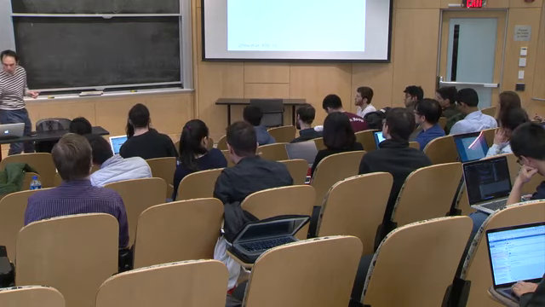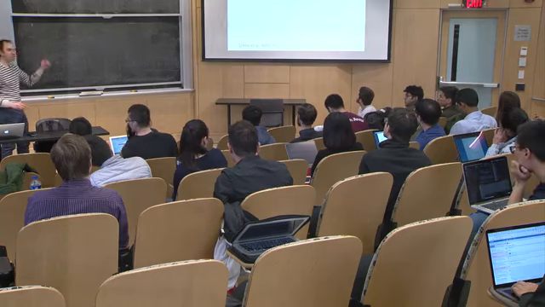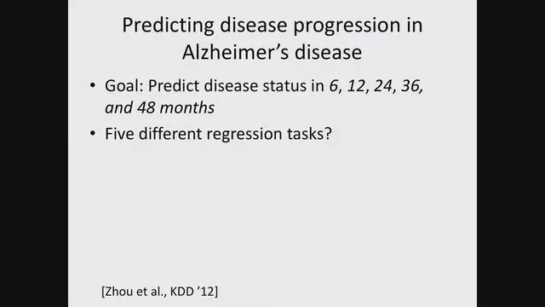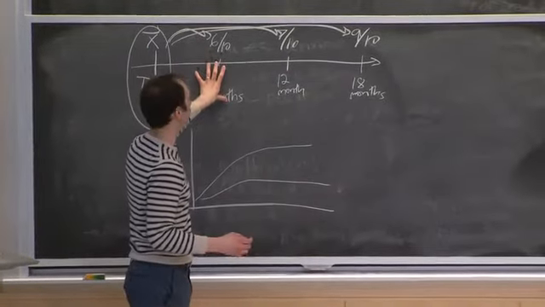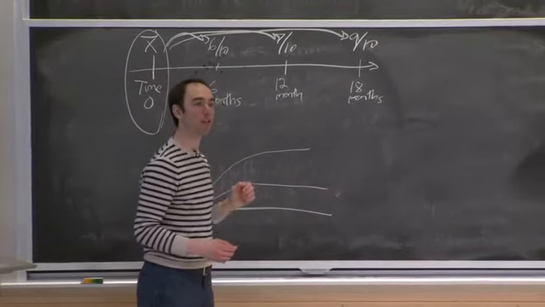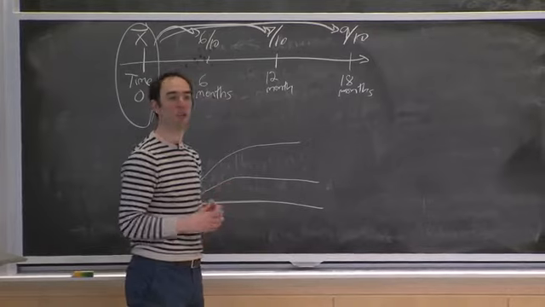But just to understand, would you learn 5 different models? Our goal is to get these. Here I'm showing you 3, but it might be 5 different numbers, different time points. Would you learn one model to predict what it would be at 6 months, another to predict what it would be at 12 months? Would you learn a single model?